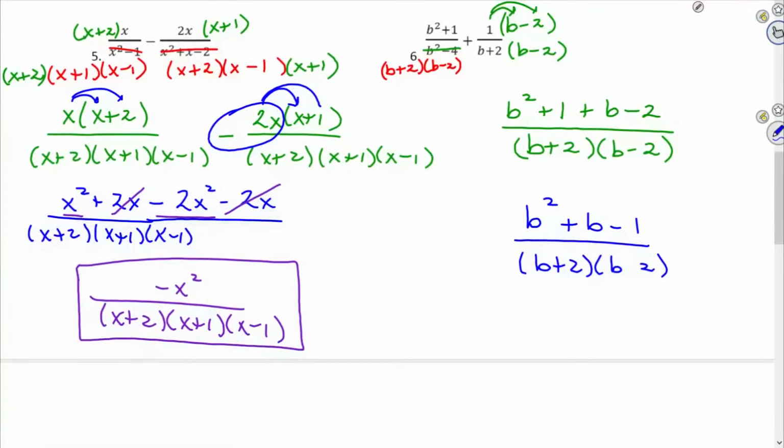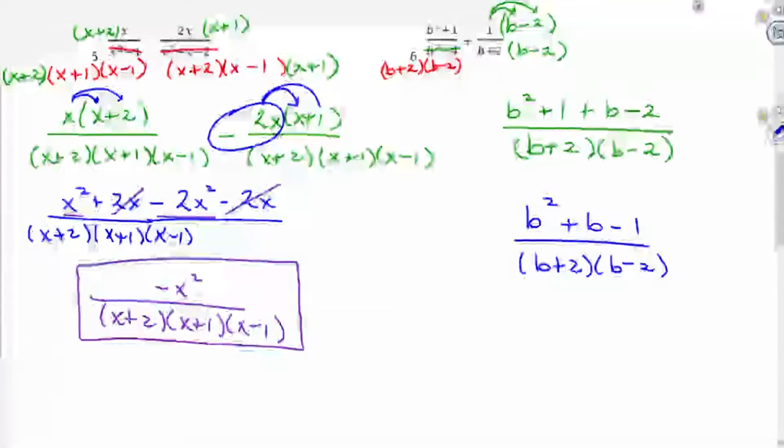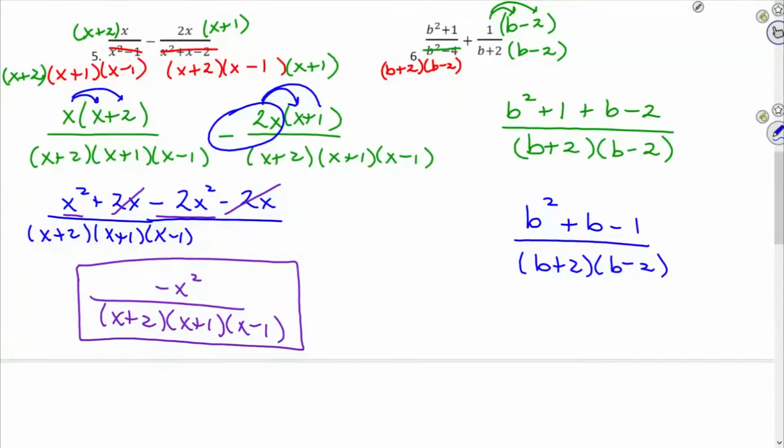Now, one word of caution before we box this and say I'm done: if I could factor b squared plus b minus 1 so that a b plus 2 or a b minus 2 would cancel, then I should do it. But b squared plus b minus 1 is not factorable because there are no numbers that will multiply to be negative 1 and add to be positive 1. So I can't factor the top, and so I will stop right here, and this is it.